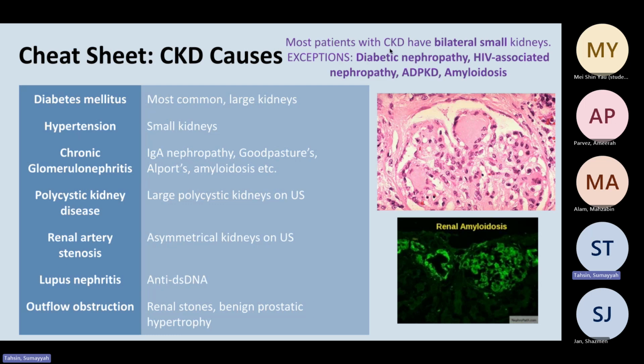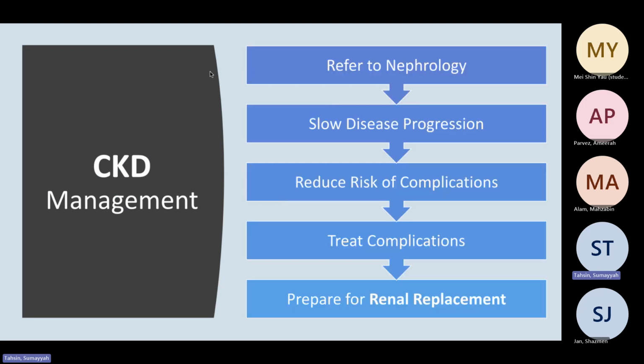So yeah, this is what we said about most patients having bilaterally small kidneys, except for diabetes, amyloidosis, polycystic kidney disease, etc. Okay, so in terms of managing CKD, it usually involves a multidisciplinary team, and the focus is on symptom control and treating complications, as once you have developed CKD, you can't reverse it. So the first step is to refer the patient to nephrology. And then we want to slow down disease progression, and we'll talk about these all in a bit more detail later on, but this is essentially treating the underlying cause.